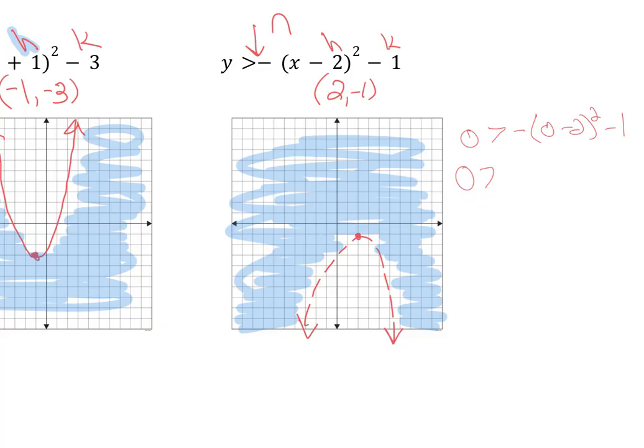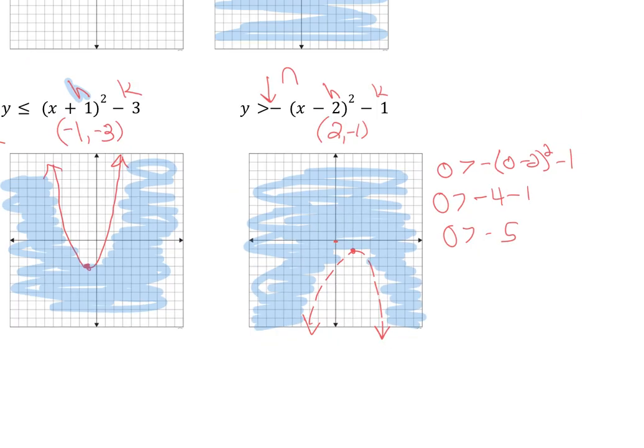0 minus 2 is -2. -2 squared is 4. We have that negative out in front, which would be -4 minus 1. And 0 is, in fact, greater than -5. So yes, this point at 0, 0 is part of the solution, so we would go ahead and shade it.